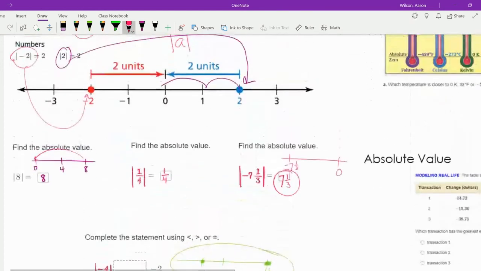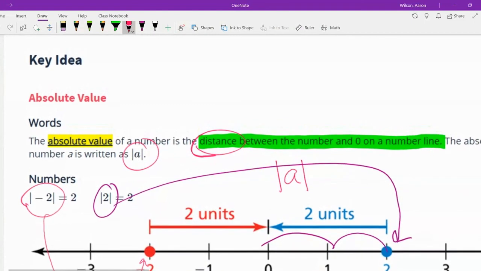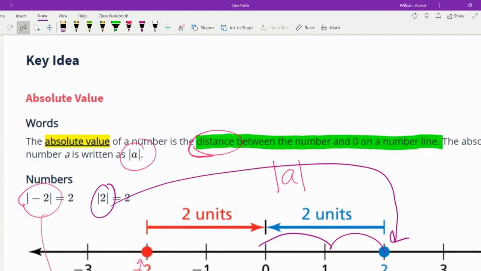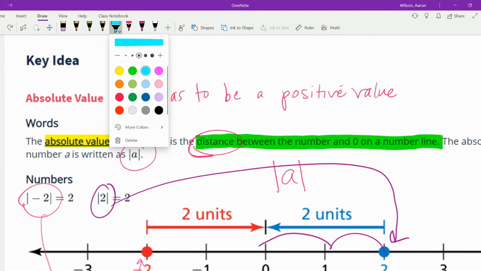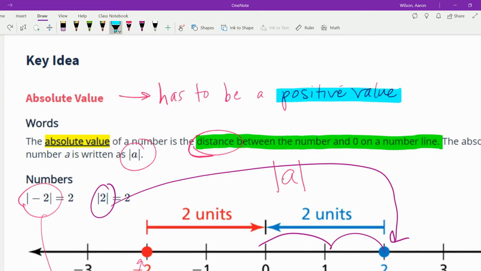The biggest takeaway I'm going to write up here next to absolute value is basically that it has to be a positive value. The reason it has to be a positive value is that it's all about distance, and distance can't be negative. That's absolute value.